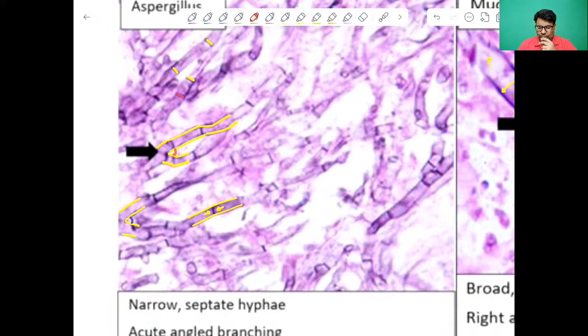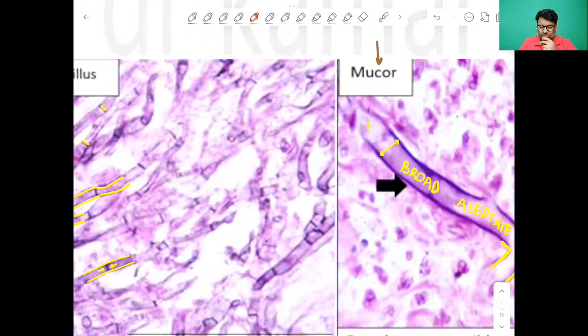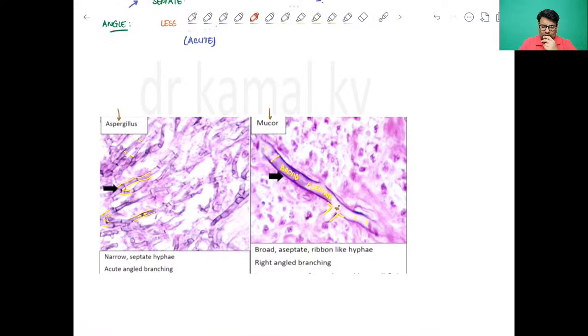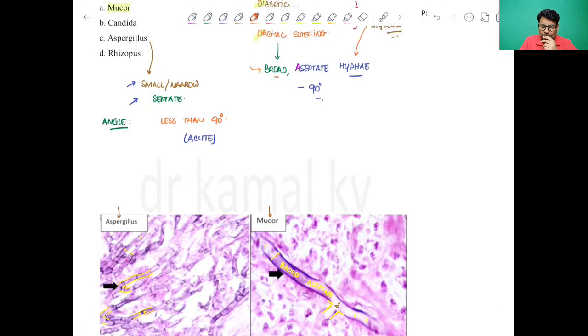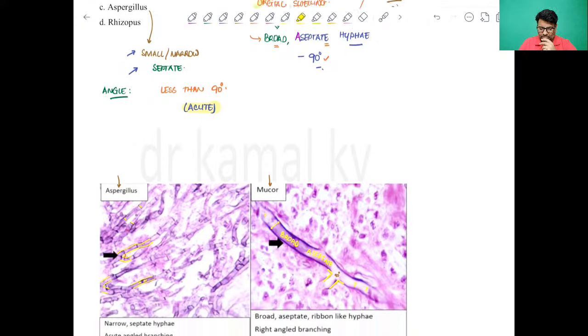So these are the three important differences between the aspergillus and the mucormycosis. So number one is in terms of the size, broad in mucor, narrow in aspergillus. Second one is in terms of septations, absent in mucor, present in aspergillus. And the third one is the angle of branching, 90 degree in mucor and less than 90 degree, or what you call acute in case of aspergillus. Clear? So please remember this.